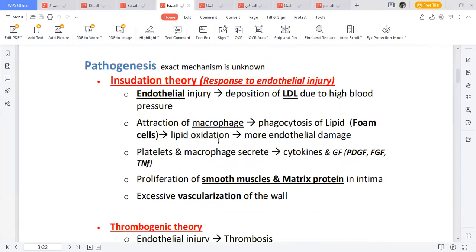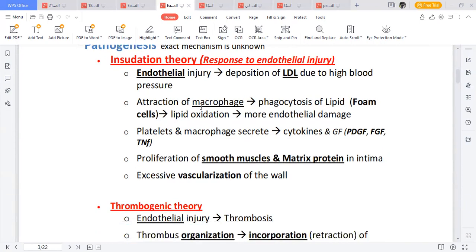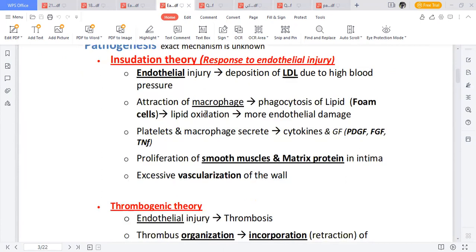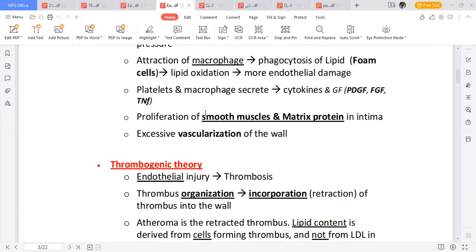So what is the pathogenesis? What is the exact mechanism? The pathogenesis is not known. The exact mechanism behind that is not well known. Now there are a lot of theories that have been postulated. I won't waste too much of my time explaining the whole theories. I'll just take you through the theory that has been accepted.